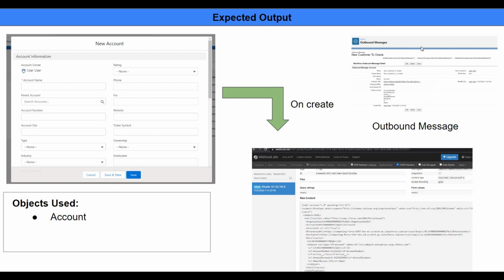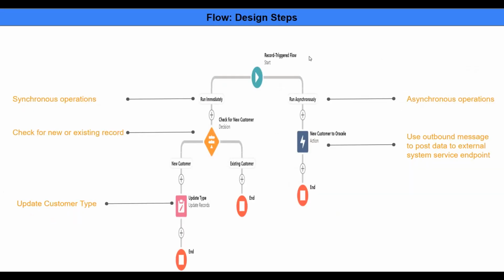This is the outbound message that we're going to configure, and this will help us post the data to the service endpoint. We'll see each step one at a time. And this is the flow. As you have seen in the requirement, there are two things we need to do. One is, whenever a new account is created, we have to update the type as prospect. That is part one. Part two is we also have to post the data to the service endpoint.